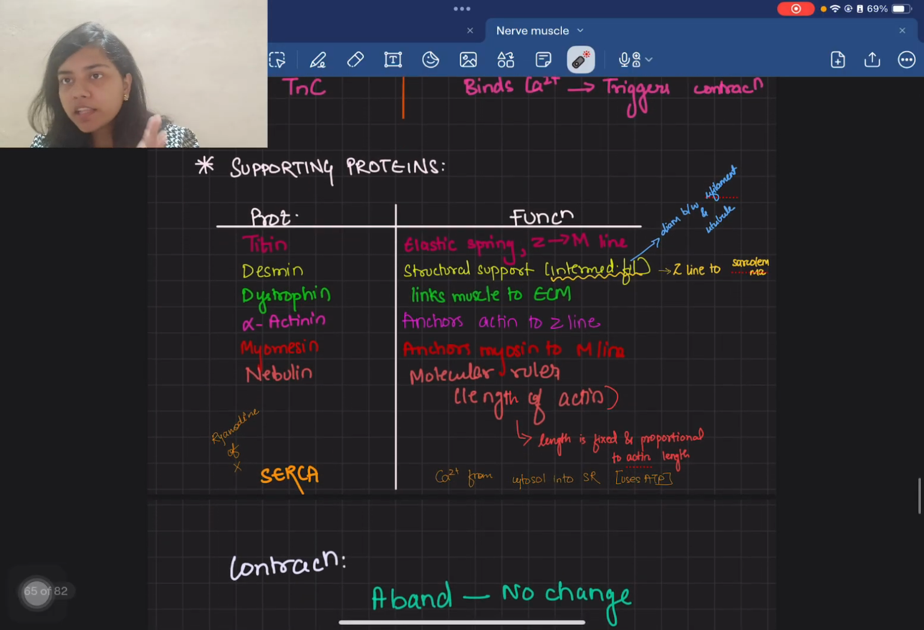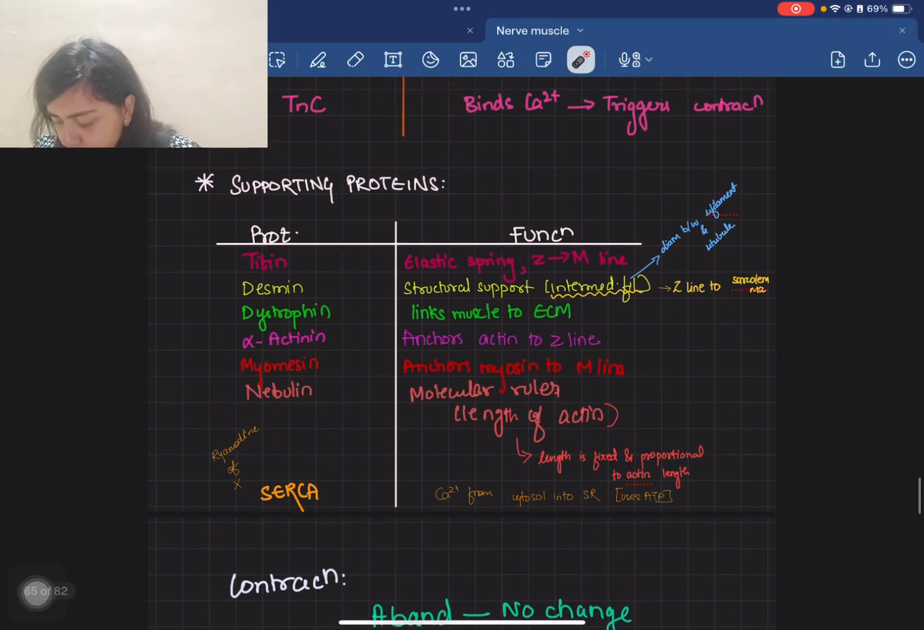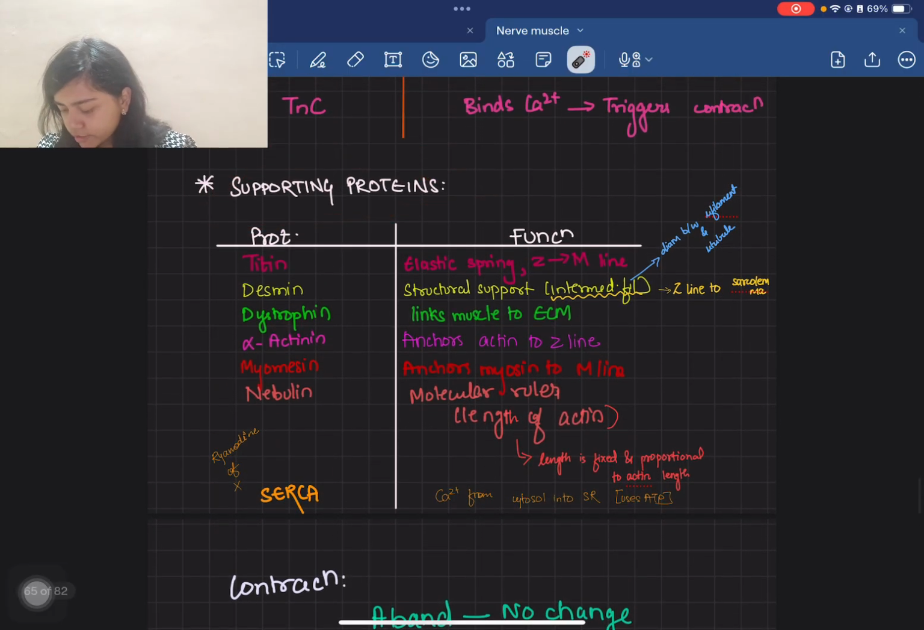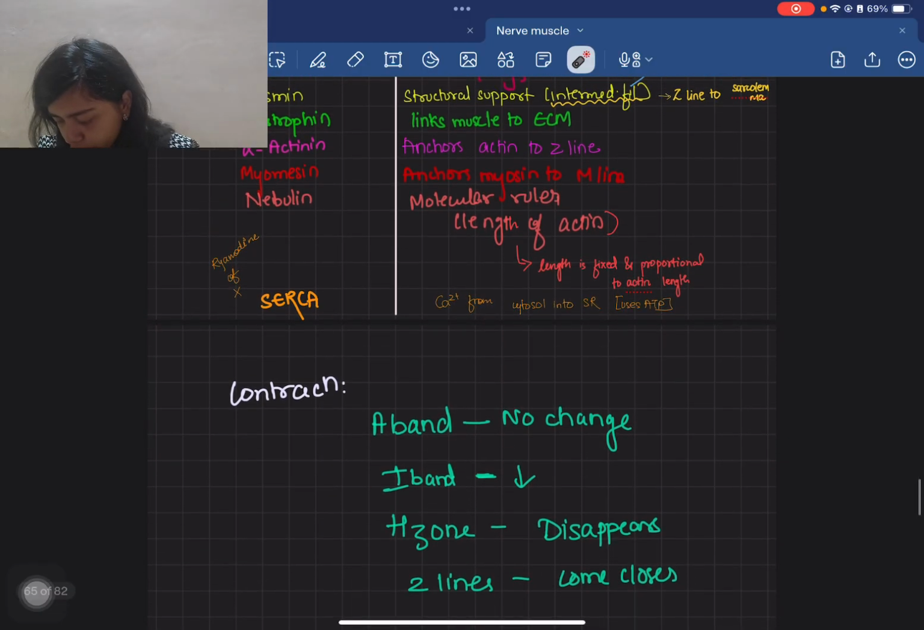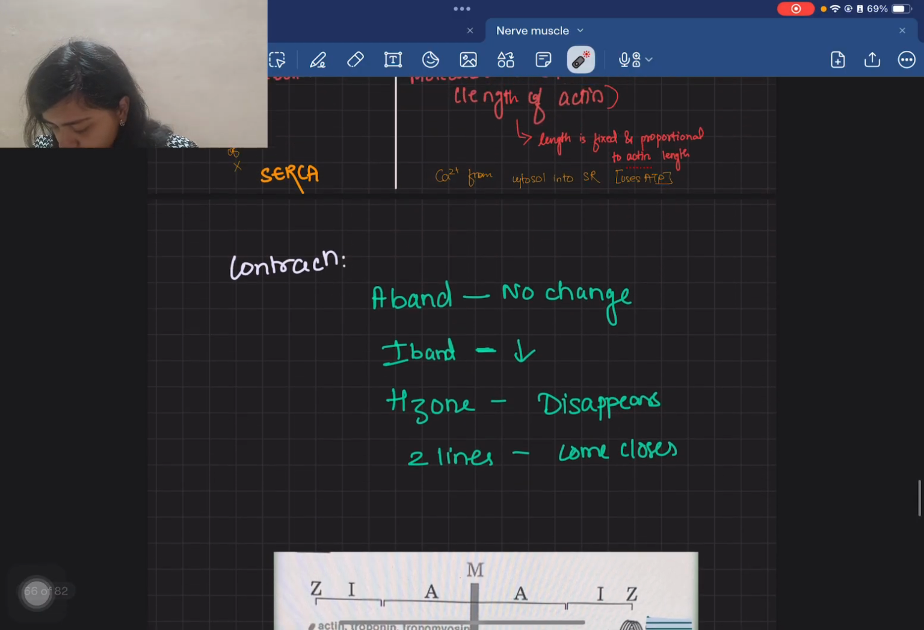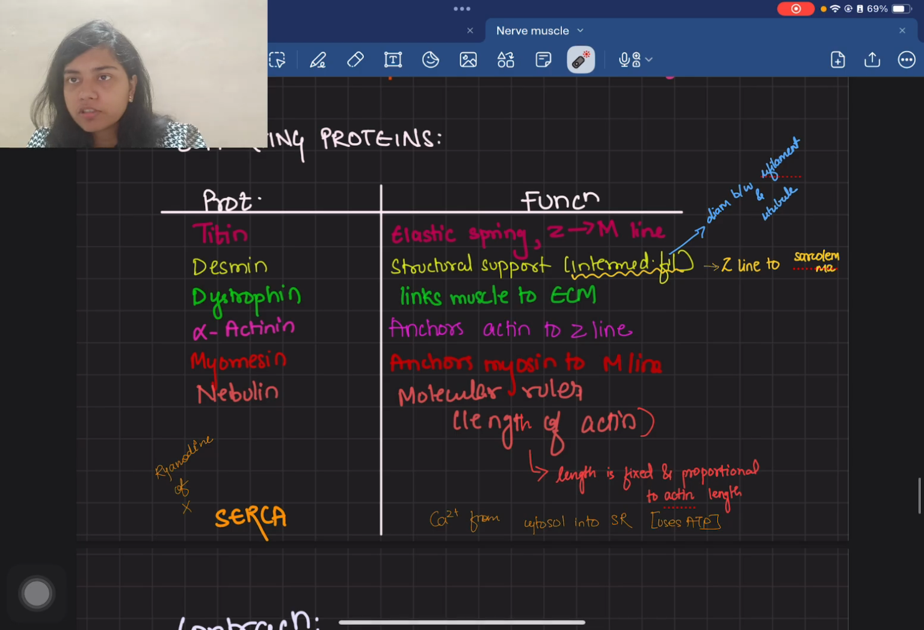Okay, that will be dealt with in the next video. But on these supporting proteins also, questions are asked. Okay, I want you to pay some attention to this. Just one function of each is there. Meaning, the function is basically their location, right?